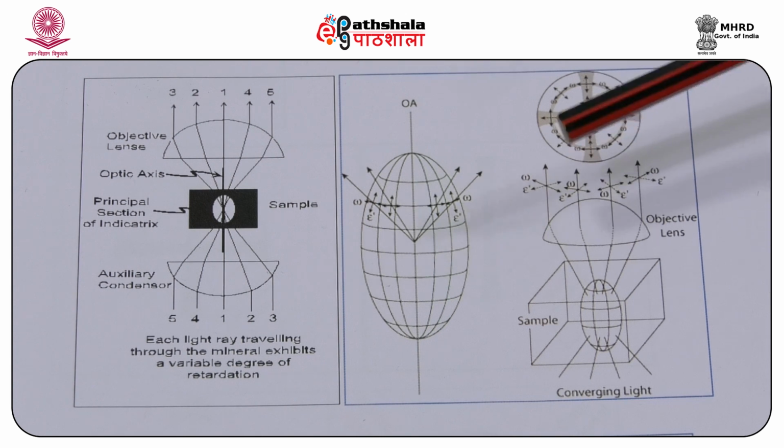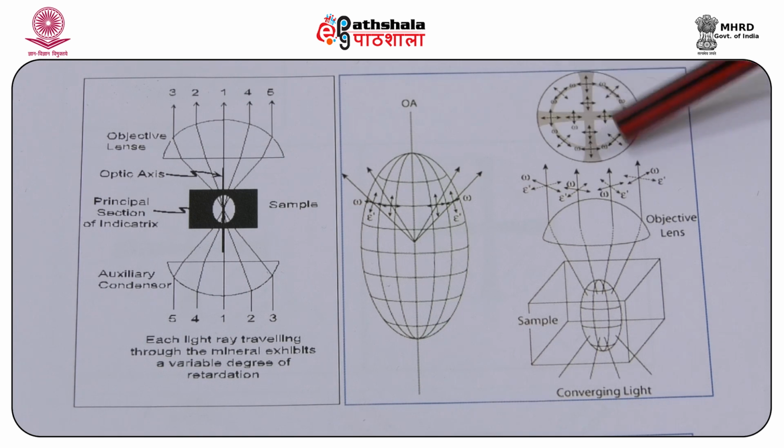Extraordinary rays vibrate along radial lines symmetric about the melatope, as you can see here, and the ordinary rays will vibrate tangential to the circular isochromes, as you can see here. This is the ordinary ray and this is the extraordinary ray.